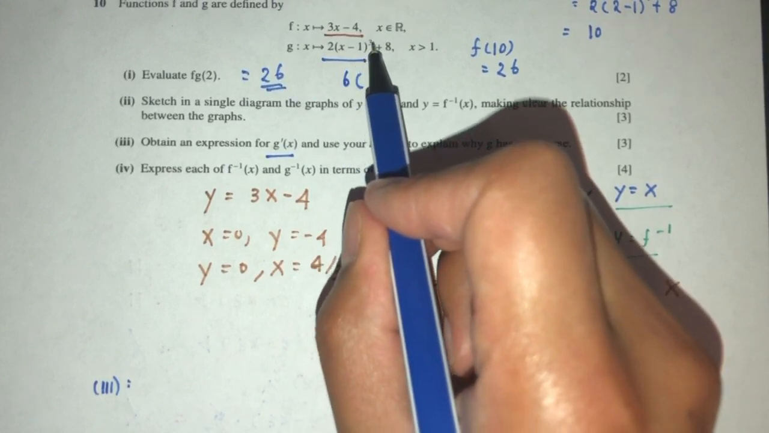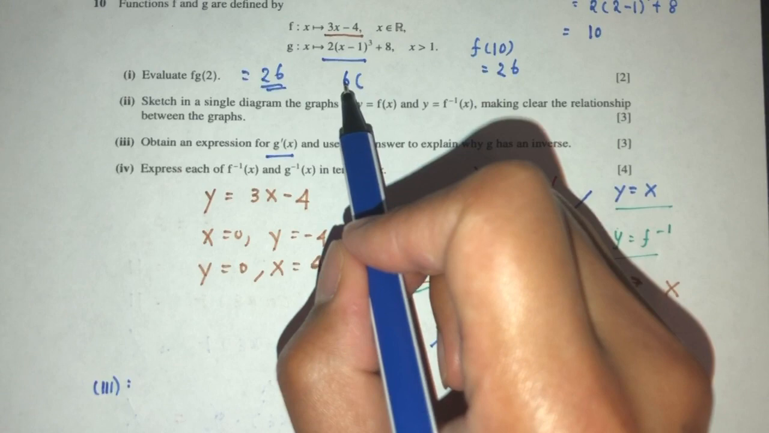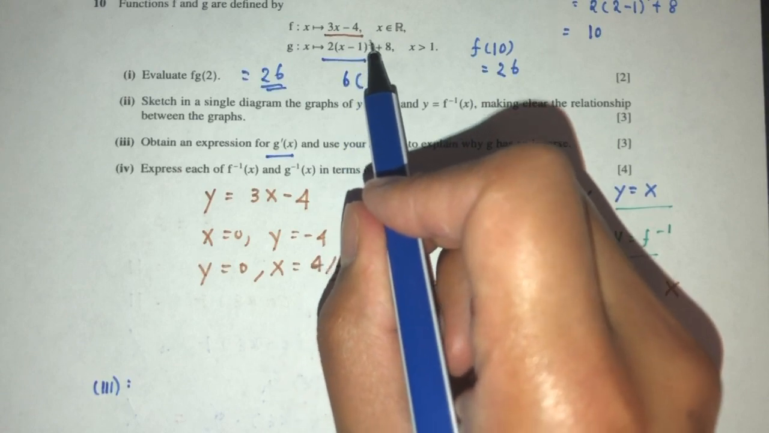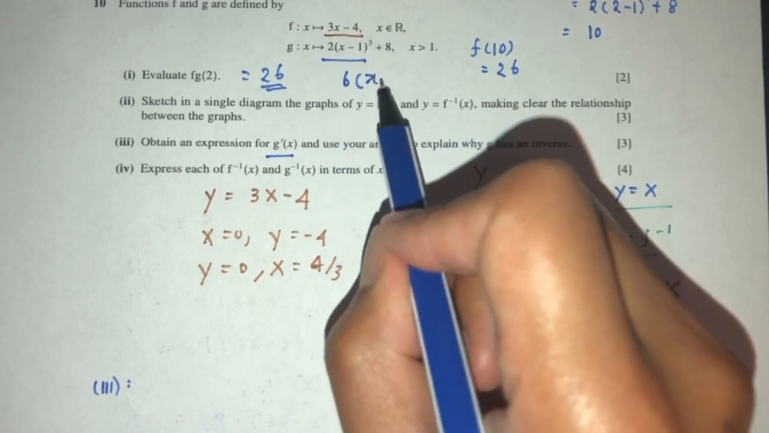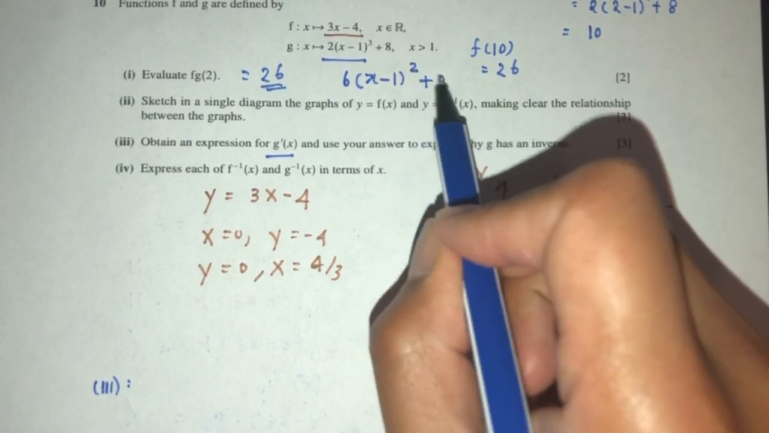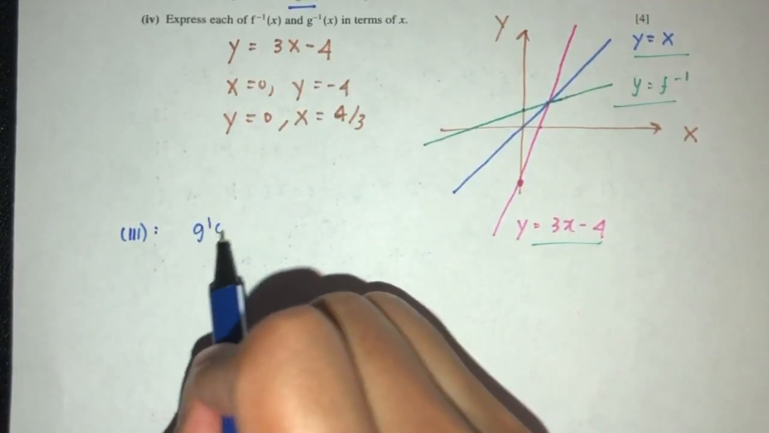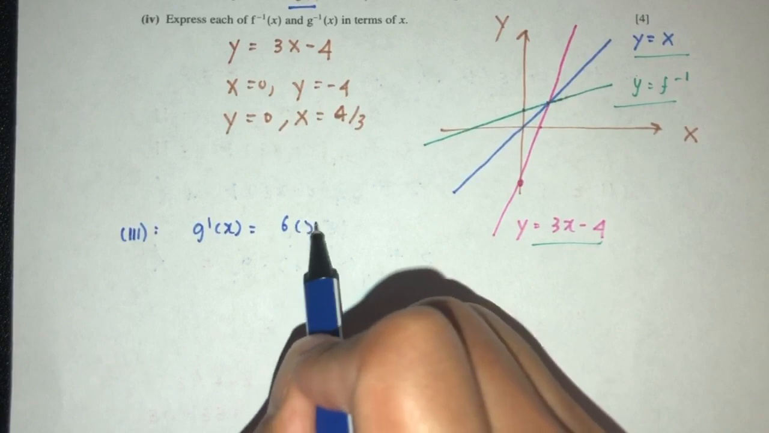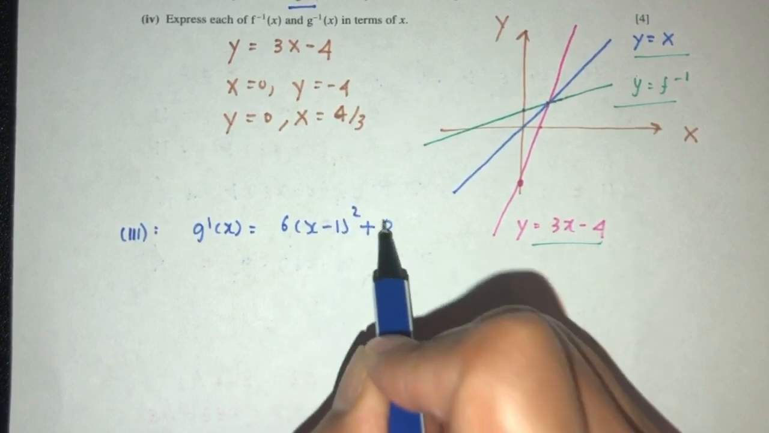And we have what else? That should be 6 and x minus 1 obviously, and here will become 2 plus 0. So we found out that g prime of x by differentiation, that should be 6(x minus 1) squared plus 0.